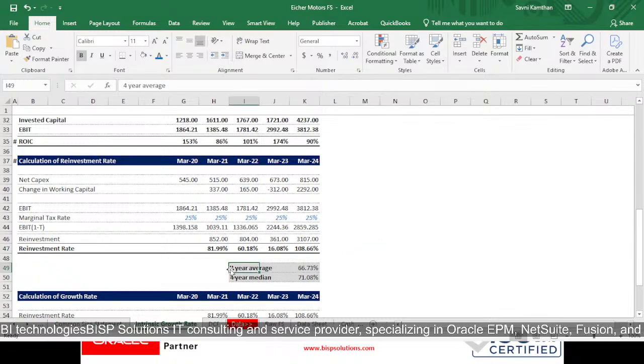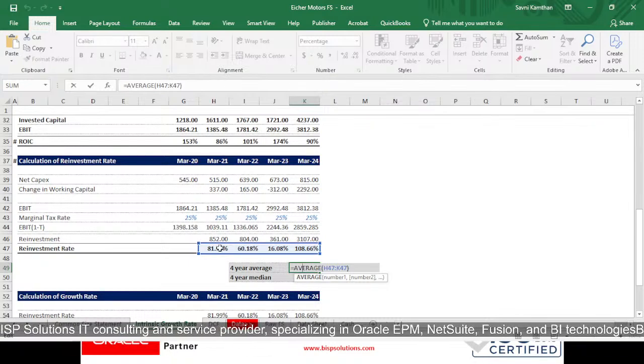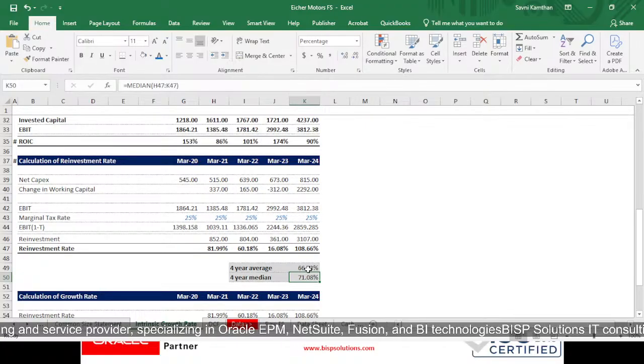Then if we want to calculate our 4-year average, what do we do in that situation? If we want to average out our reinvestment rate for 4 years, as we have calculated for 4 years, because March 20 data is not available as of now, as we have taken 5 years of data only for calculations, right? So we will use the formula average, which I have used over here, and I have taken the reinvestment rate from March 21 to 24, and once you click enter, it gives us a 4-year average of 66.73%.